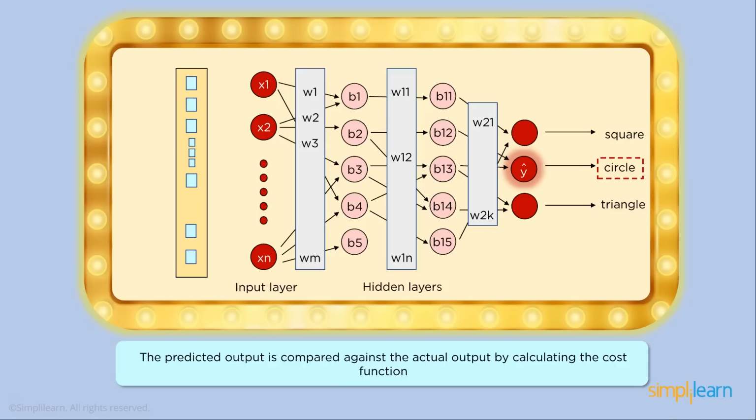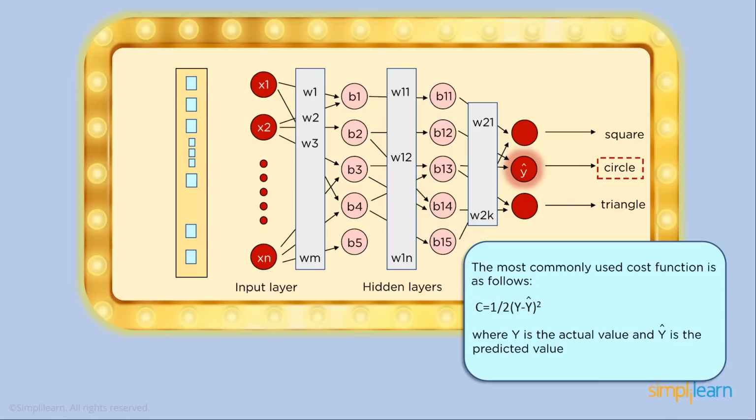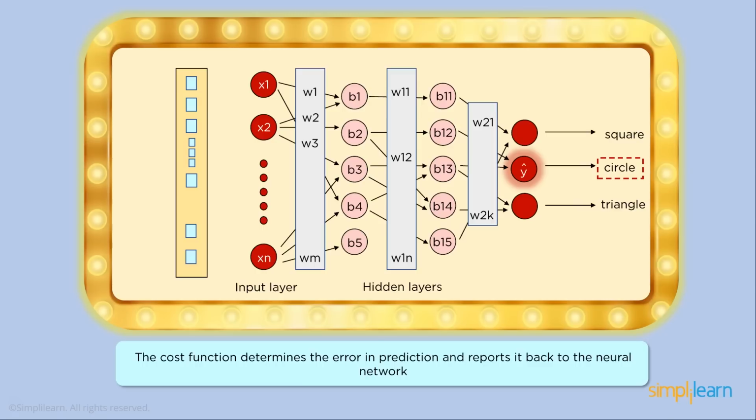How do we train a network? The predicted output is compared against the actual output by calculating the cost function. Remember our cost function at the end? We take whatever we said it was going to be and what it actually is, and we just subtract those two. The most common way used to generate the cost function is as follows: we take the actual value minus the predicted value, where you have y, and then y with the half triangle over it is the predicted, and y is the actual value. We subtract them, we square that value, and then we divide it by 2. So it's usually how they generate the cost function. The cost function determines the error in prediction and reports it back to the neural network.